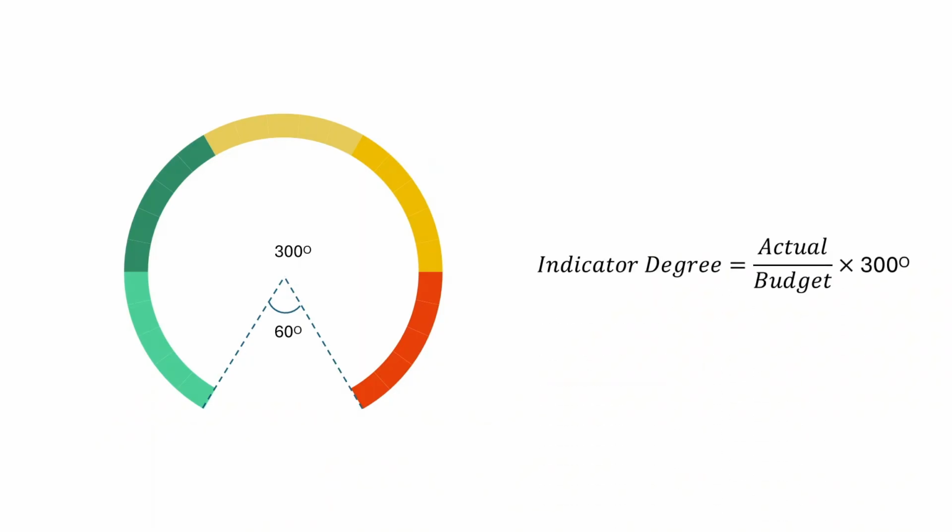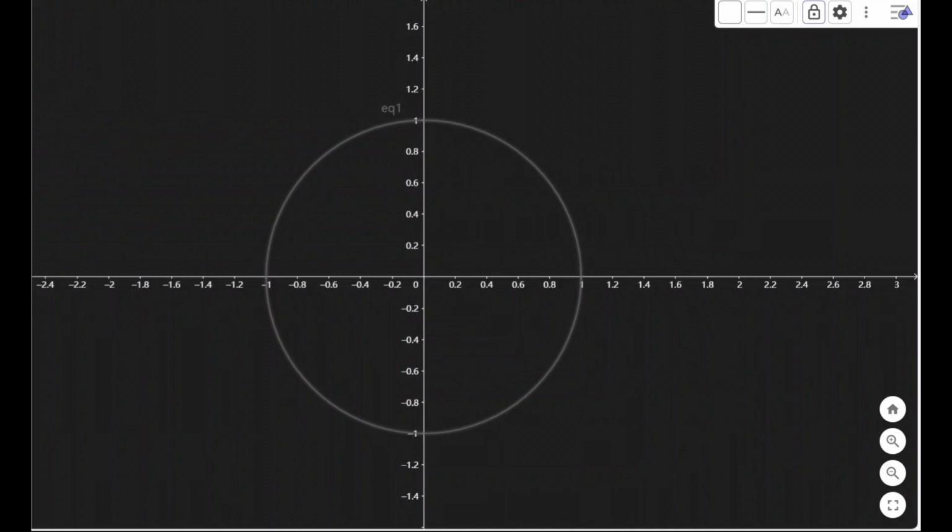Before we begin, let's clarify the logic behind it. Right now, our gauge covers 300 degrees. At the same time, we want to show progress. So if we map it to the gauge, it will be actual divided by budget times 300. So when the actual is 0, the indicator will show 0 degrees. And when the actual equals the budget, the indicator will show 300 degrees. Once this is clear, let's go deeper and find the starting point.